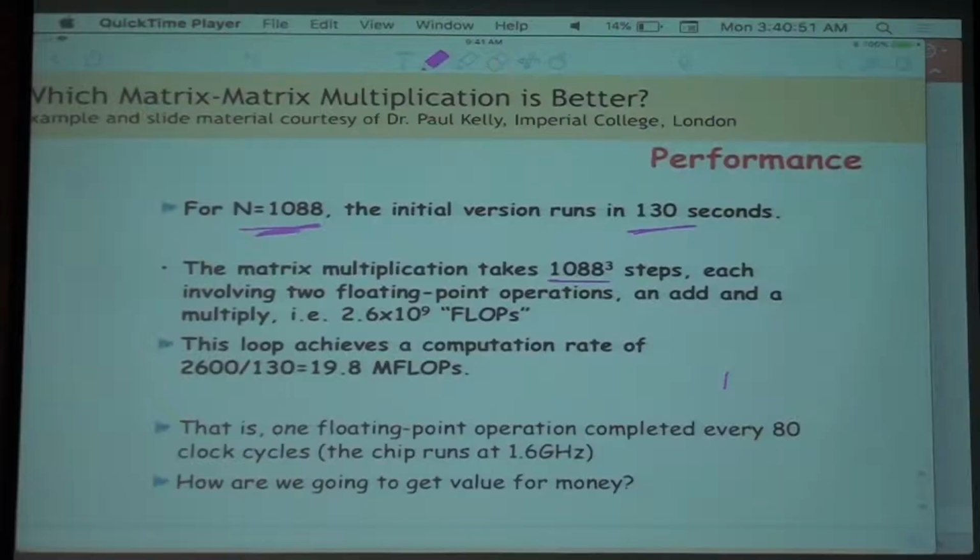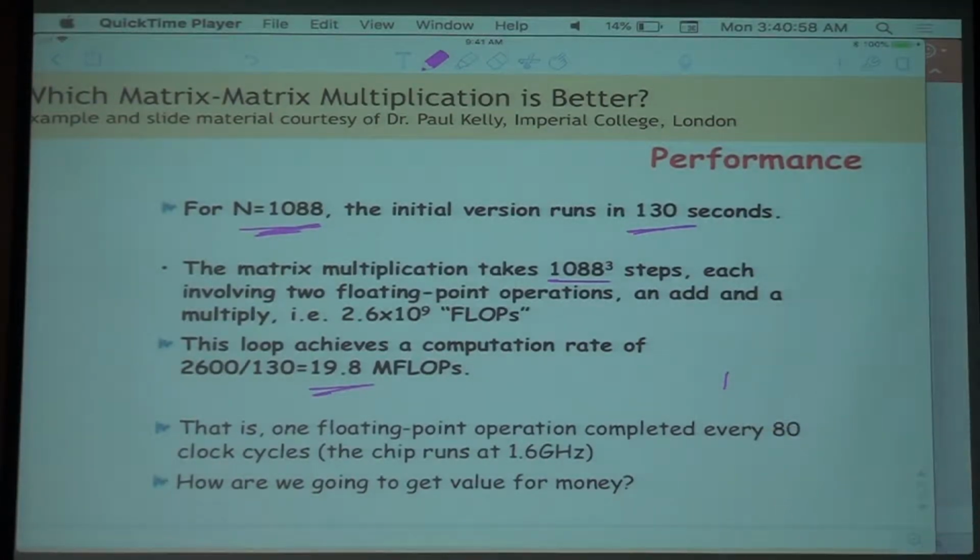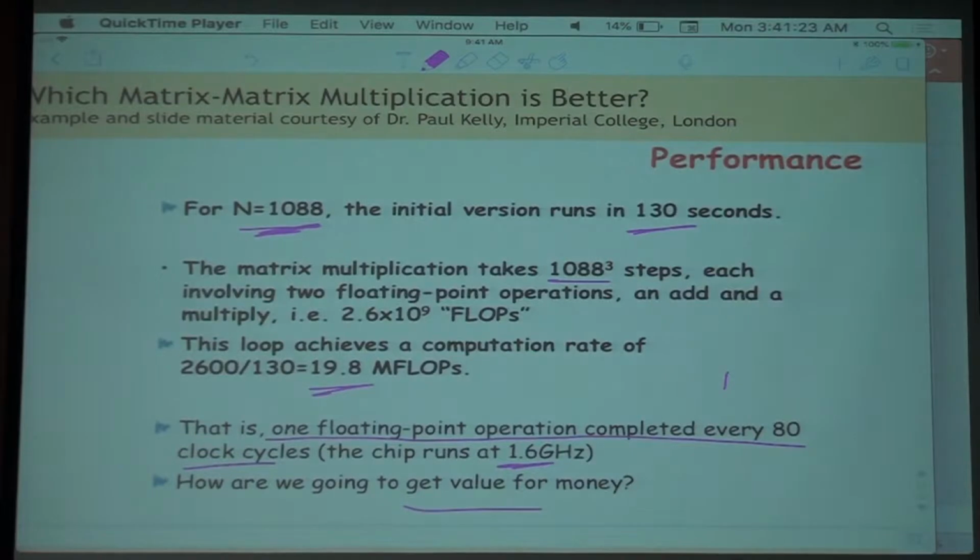But the number of floating point operations is very low. He even says that finally it is 19.8 megaflops. If you look at the processor clock, it is like one floating point operation completed every 80 clock cycles, which is bad actually. A single floating point operation doesn't take 80 clock cycles. So this is adding a lot of extra overhead. It's not the flops of the processor, it's the cache miss penalty showing up. So how are you going to get value for the money? This is Paul Kelly. He's one of the experts in this area.